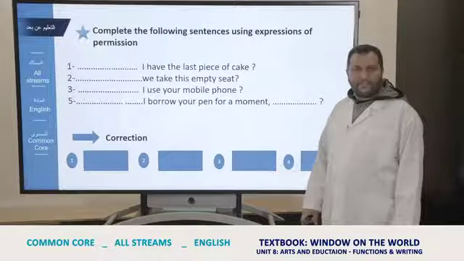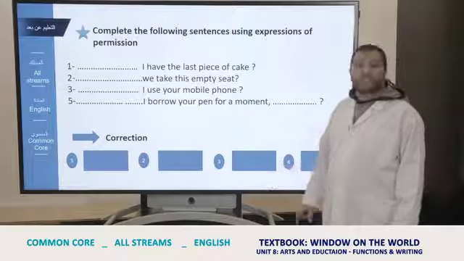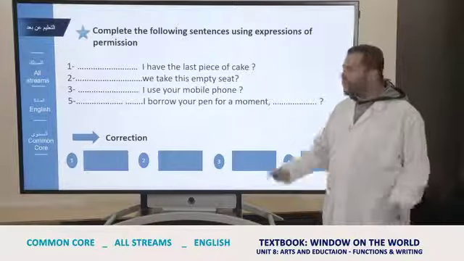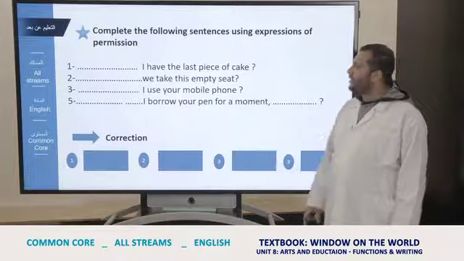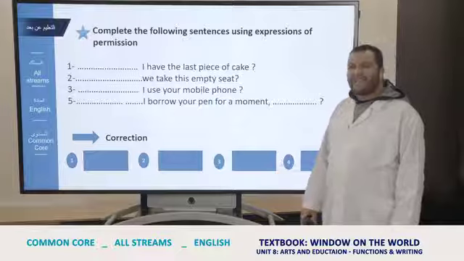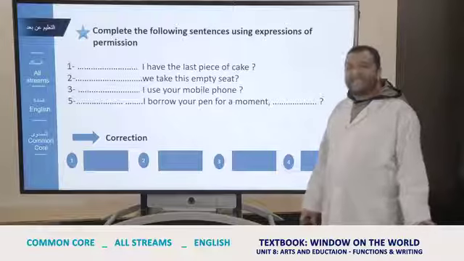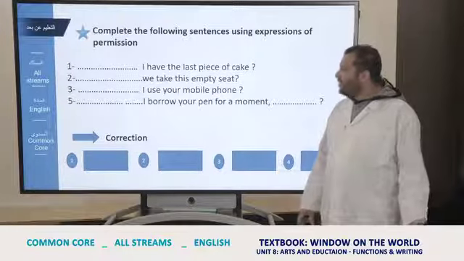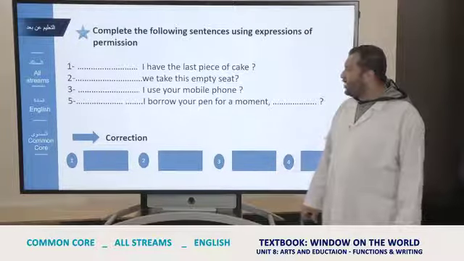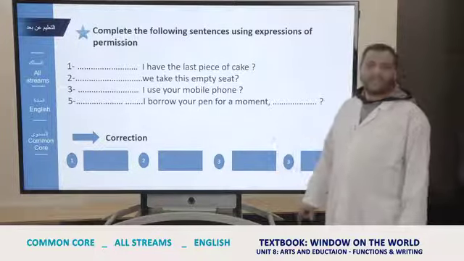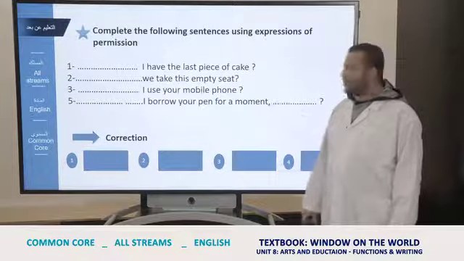Our activity is the following. Complete the following sentences using expressions of permission, the ones we have already learned. We have 4 examples. Number 1, I have the last piece of cake, and it's a question, as you see here. We take these empty seats. I use your mobile phone. And the last one, I borrow your pen for a moment.